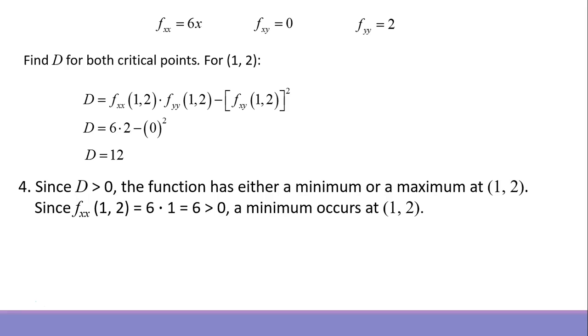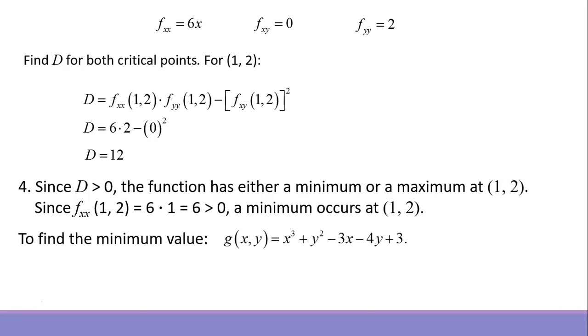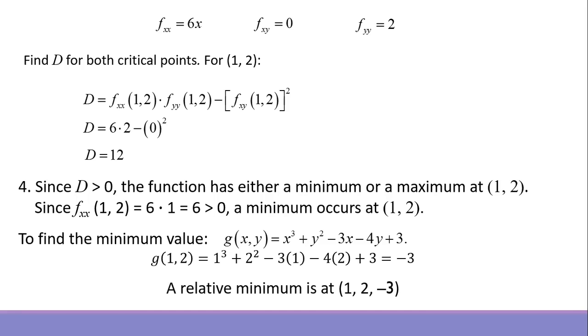Since d is positive, the function either has a minimum or a maximum at that point, but since f sub x, which is 6x, is 6 times 1, that's positive, so that means we have a minimum at that point. To find the minimum value, we'll substitute 1 for x and 2 for y in our function, and we get a value of -3. In terms of three-dimensional space, the minimum occurs at 1, 2, -3.